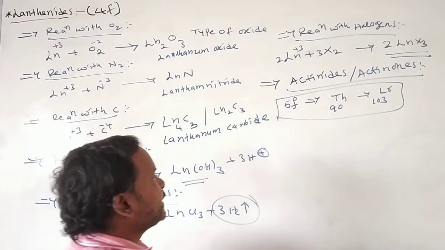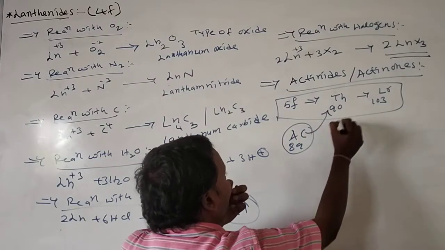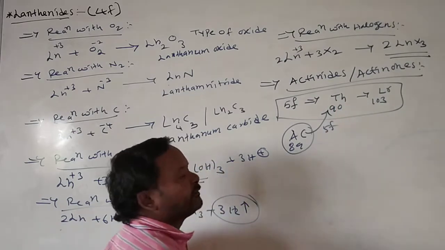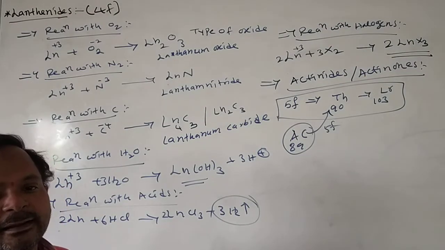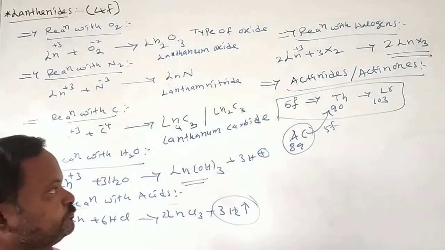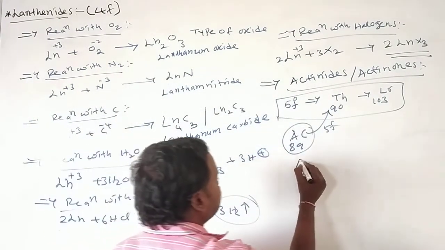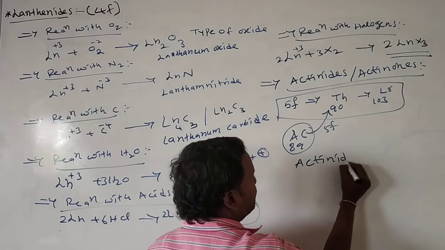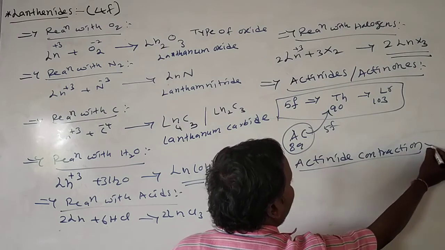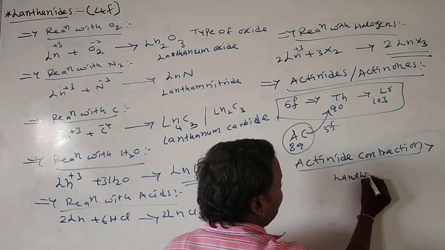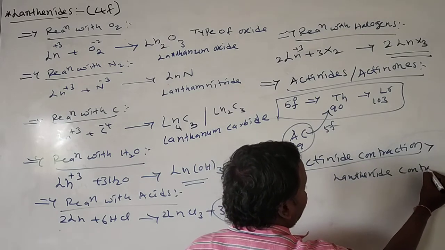After actinium-89, electrons enter into the 5f orbital. So these are considered 5f series elements. Here also we observe the actinide contraction. But actinide contraction is more than the lanthanide contraction. I just want this one point.